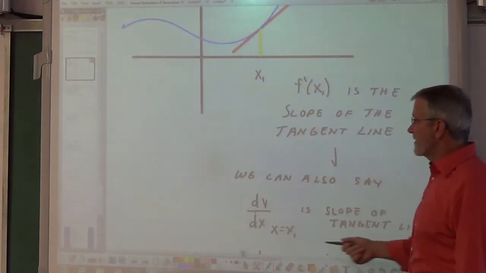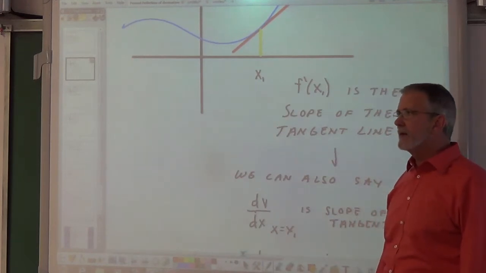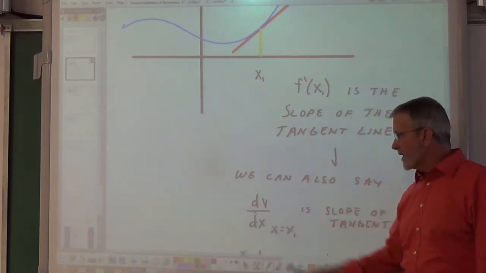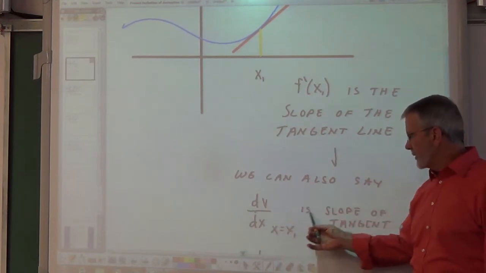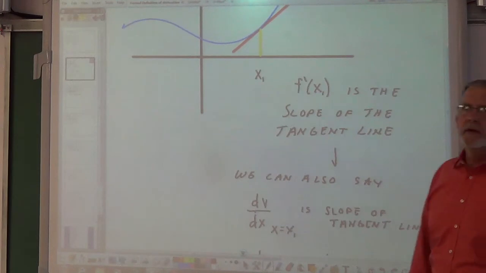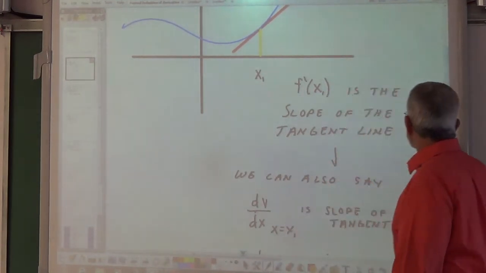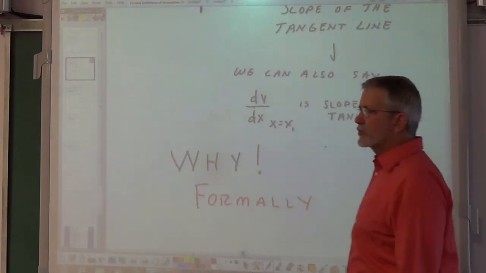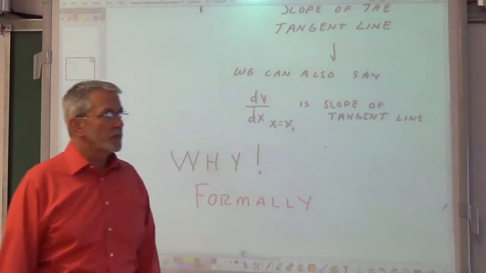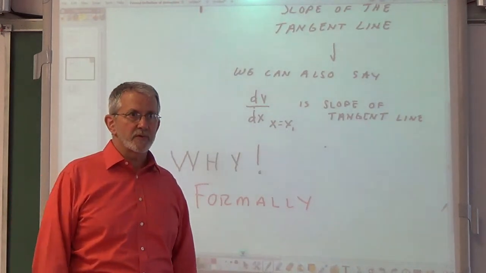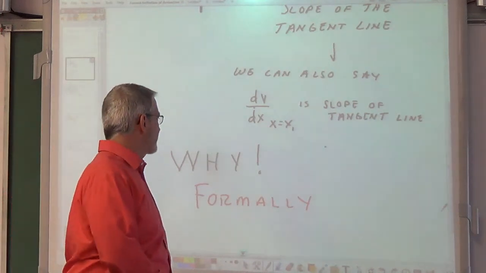F prime of x of 1 is the slope of this tangent line at that particular x value. We've looked at this also with our calculator, and we've used this Leibniz notation a lot thus far: dy dx at x equals x of 1 is the slope of the tangent line. What we're going to find out today is why that is true formally. And then we're going to use this formal definition of the derivative to calculate some analytical derivatives.